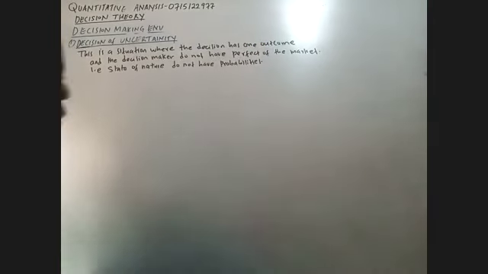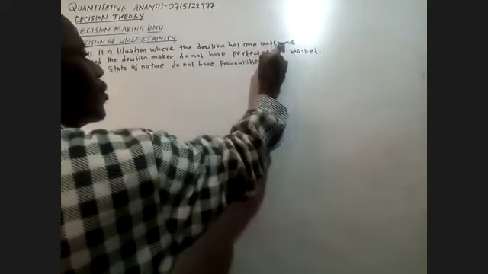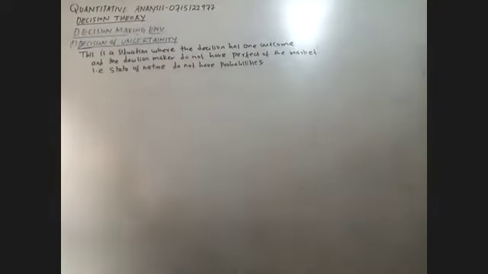Na hiyo tofauti na hiyo ingine. For risk, state of nature ziko na probabilities. Na tulikuwa tumeona 0.3, 0.2. Now in this case, the state of nature does not have probability, and therefore the decision maker is unsure or doesn't have the perfect information about the market.